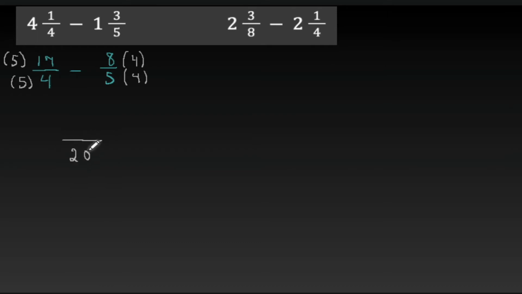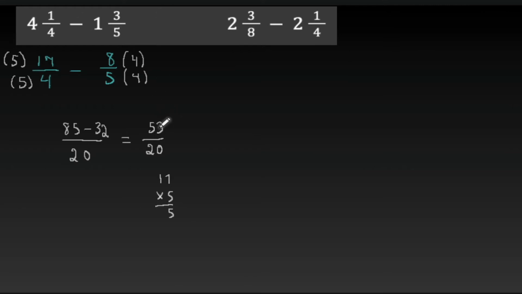So let's evaluate the numerators. We have 17 times 5, and let's go over to the side here. And so that's 85 minus 32. And that's equal to 53 over 20. Notice that we have an improper fraction. We have to simplify this, meaning that the answer must be a mixed number.